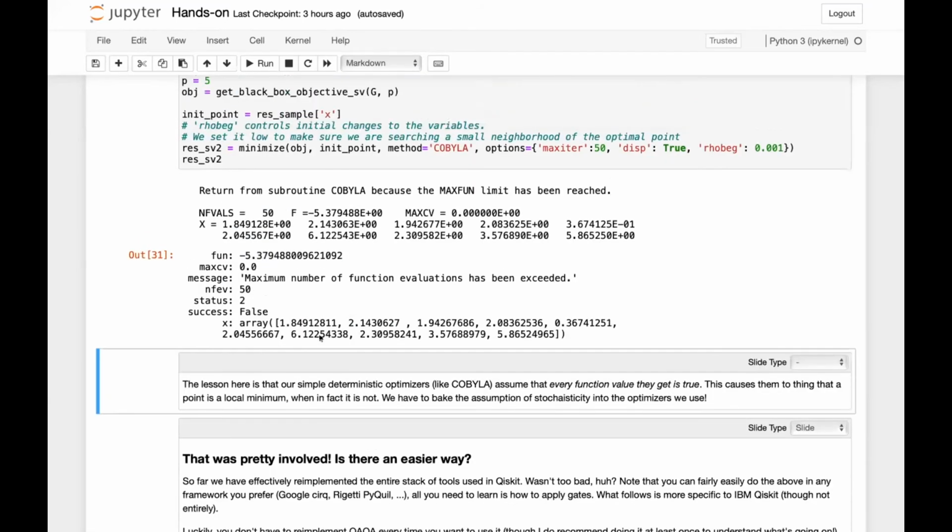And the lesson here really is that if you're using deterministic optimizers like COBYLA or many others you find in, like, SciPy minimize, they assume that every function value they get is true. So that causes them to think that a point is a local minimum, even though it's just some stochastic noise making the objective function higher than it should be.